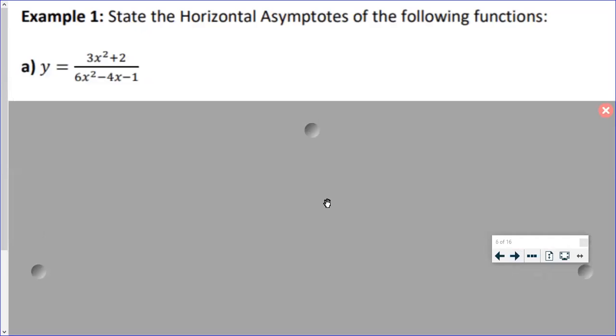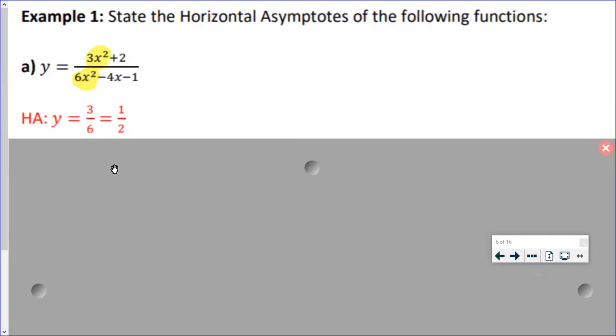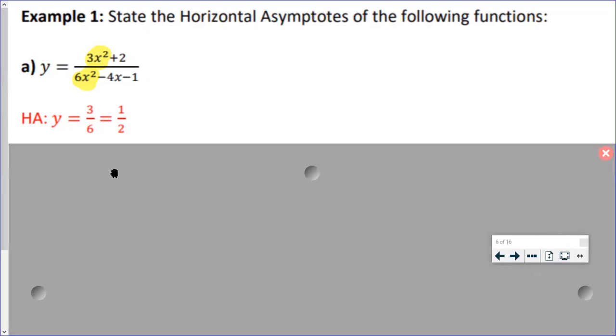So if you're given an equation like this, the first thing you want to figure out is, first of all, the leading terms. We have an x squared and another x squared here. So we have exactly the same degree in the numerator and the denominator of the leading terms. So we would take the leading coefficients, which are 3/6, and we would reduce that. So our horizontal asymptote happens when y is equal to 1/2, because 3/6 simplifies to 1/2.